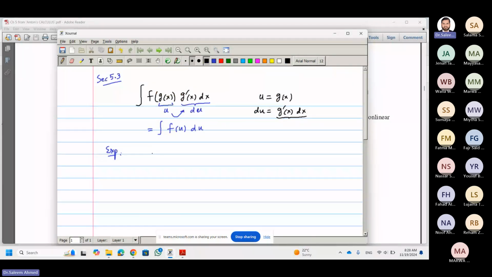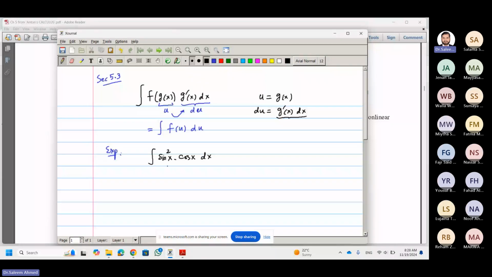Integration of sine square x into cosine x dx. And here you see sine is the derivative of cos and cos is the derivative of sine. But sine is within the power. This is not alone, so it should not be treated as a derivative. Cosine x should be treated as a derivative because that is alone. I don't want g prime x to be inside some function. It should be alone with dx. You see, g(x) can be in some function.